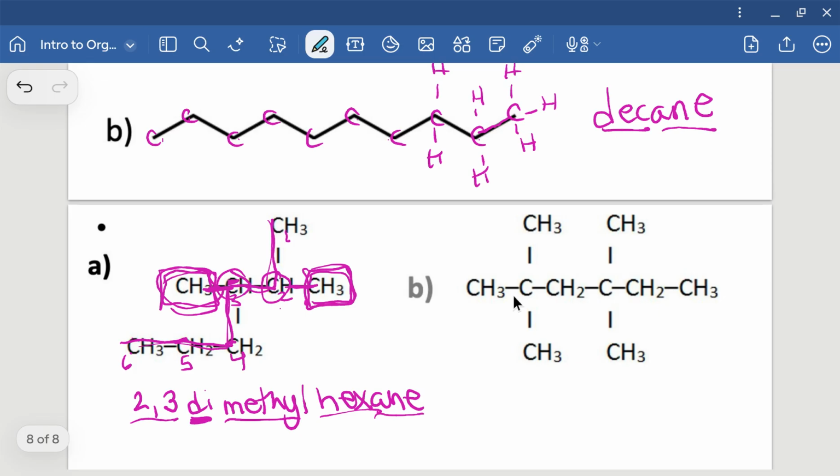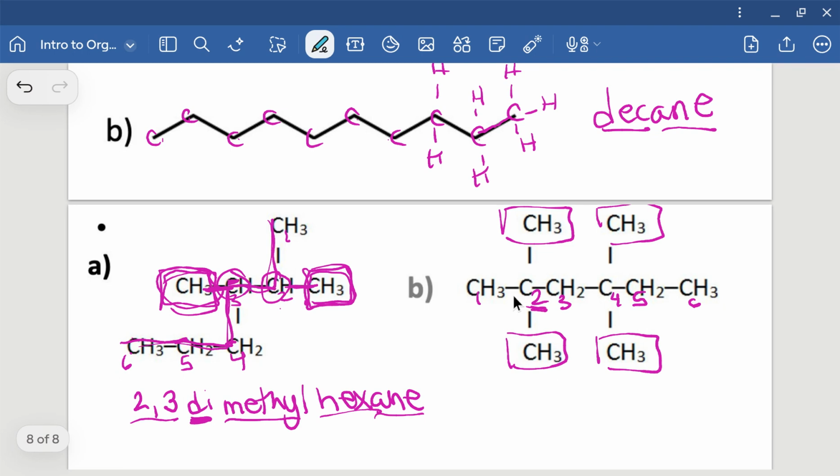So this next one, same idea, longest chain possible. I would go straight across, and I'm going to start numbering from left to right, 1, 2, 3, 4, 5, 6, instead of from right to left, because I want to, again, get that first side group on the lowest number possible. And this one has 4 methyl groups attached to the main chain. So we have to say where each group is.